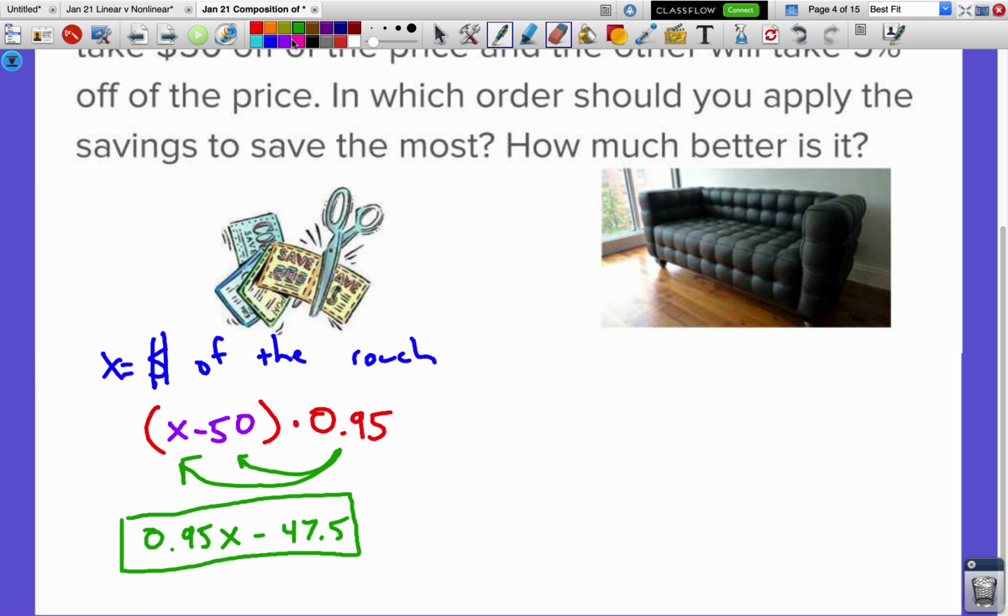All right, let's do it in the other order. Let's apply that 0.95 first, so 0.95 will get applied to the price first. Then we'll subtract away the 50, so really just different spots of the parentheses. And this can't be simplified any further.